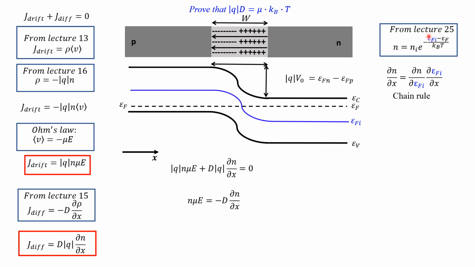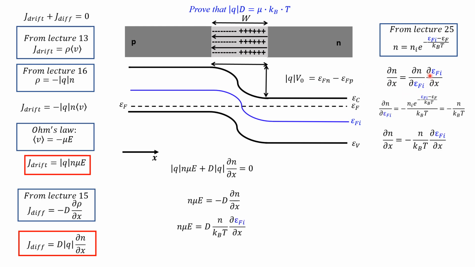So since this is the only term that depends on space, the derivative of the concentration of free electrons with respect to space can be conveniently expressed in terms of the derivative of the Fermi level of the intrinsic semiconductor with respect to space using the chain rule. So this is just the application of the chain rule for n.